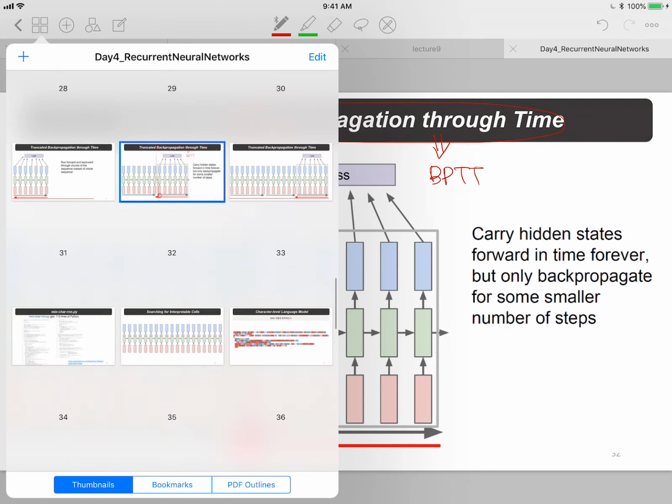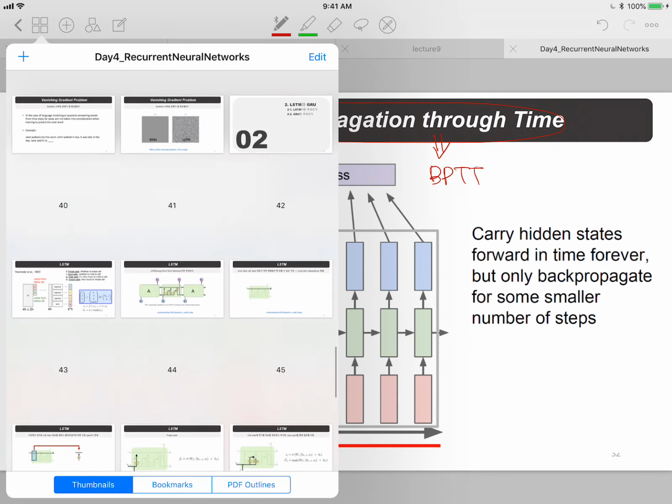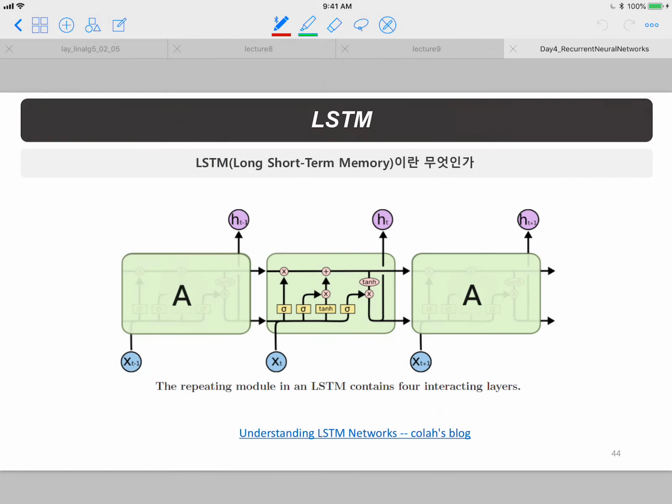Okay. And then I think you guys all understand how LSTM and GRU work, right?